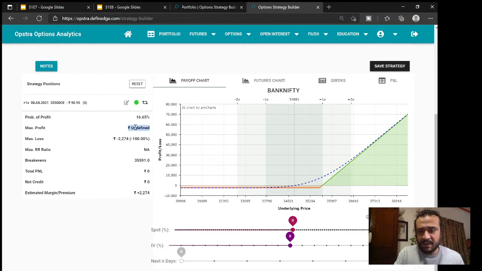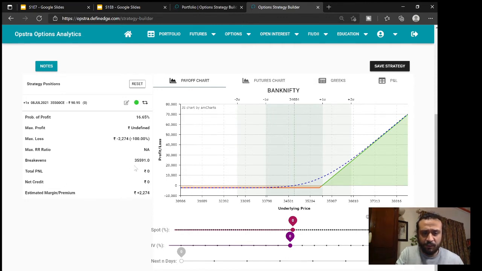Max profit is undefined. As you know, you're purchasing a call option. Max loss is equal to premium paid. You're paying a premium of 90.95 into 25. I'm sure that's 2274, right? Break even point is 35,591. How do you calculate the break even point? It's very simple. You calculate using strike price plus premium paid, so 35,591, right? It's quite clear.